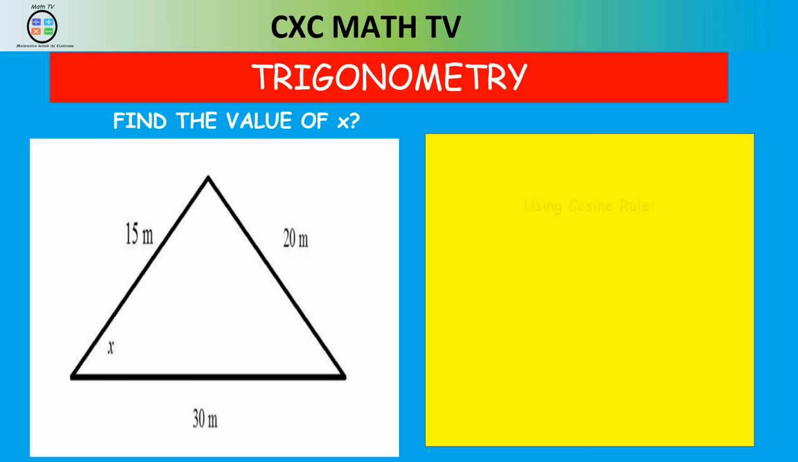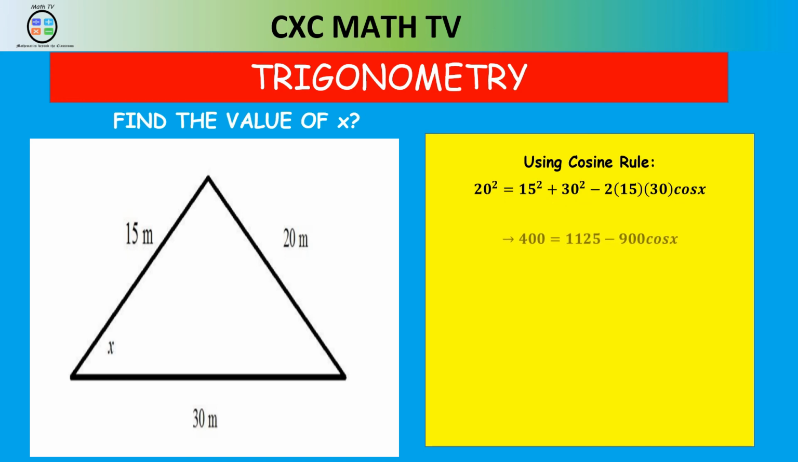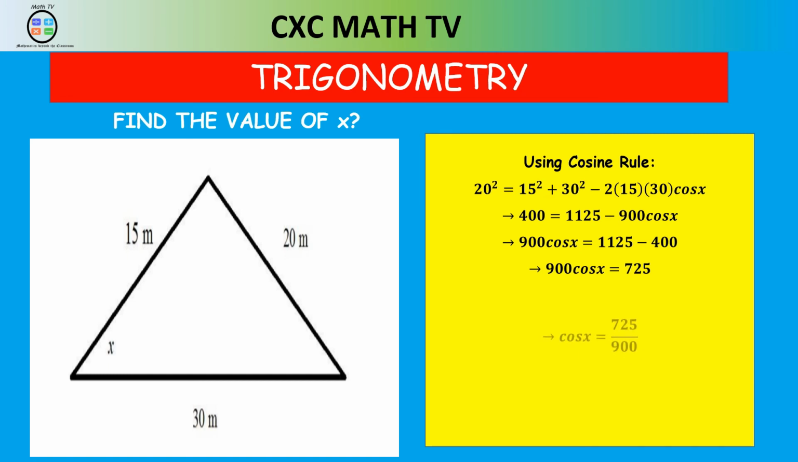Now 20 squared is 400. So 400 is equal to 15 squared plus 30 squared, which is 1125, minus 2 times 15 times 30, that's 900. So that's 900 times the cos of x. So we need to make x the subject, right? So we have 900 cos x is equal to 1125 minus 400. That works out to be 725. So 900 cos x is 725. We divide both sides by 900. And so the cos of x is 725 over 900.